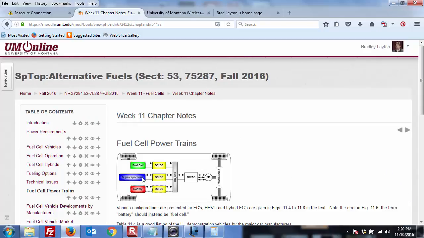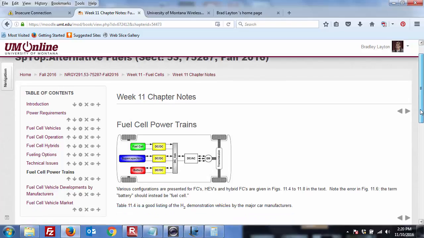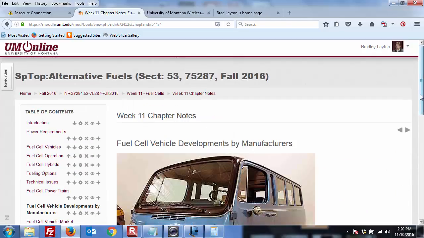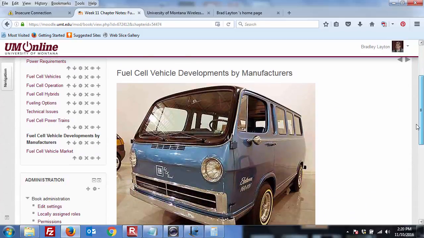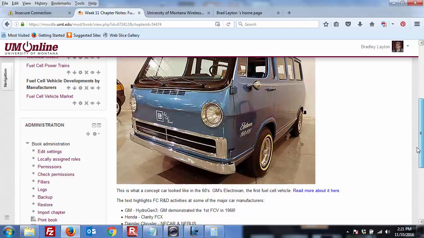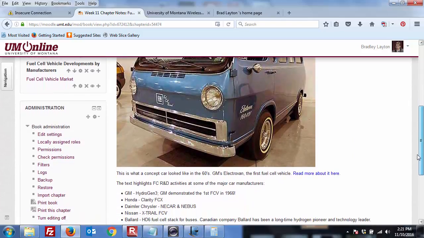So supercapacitors for energy storage, battery, here's your fuel cell. Everything's DC until you get to your motor. So there's your inverter to get up to your electric motor to the transmission. First fuel cell vehicle. God, it's gorgeous, isn't it?